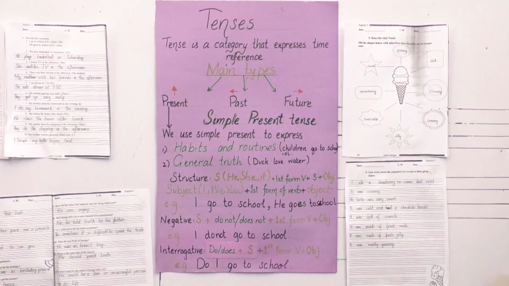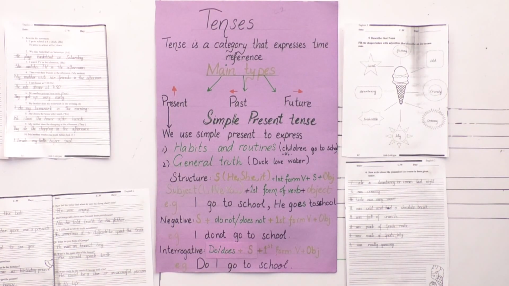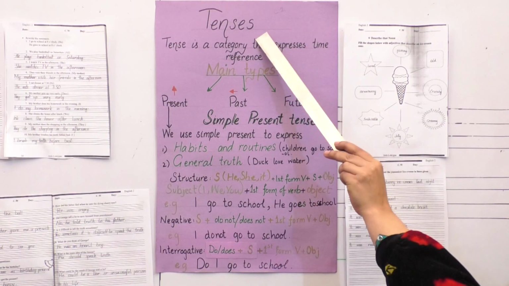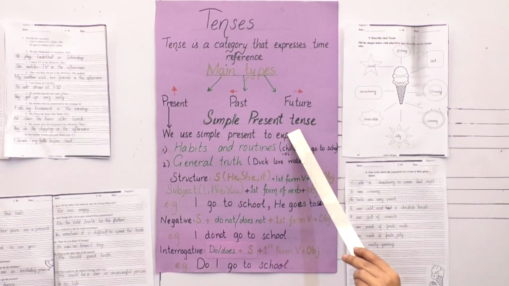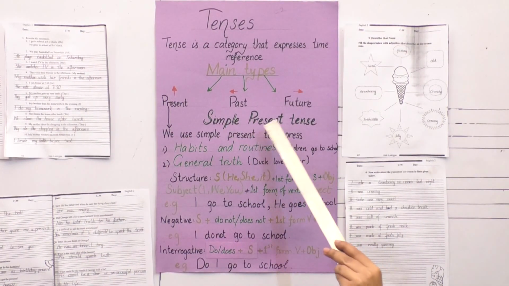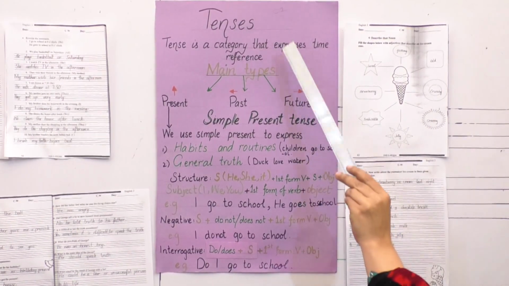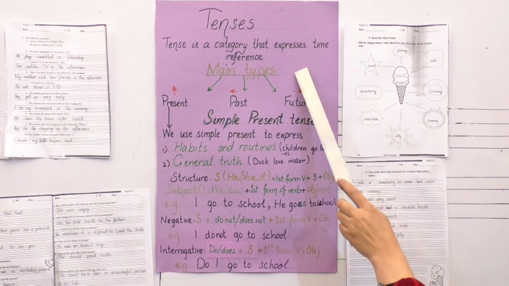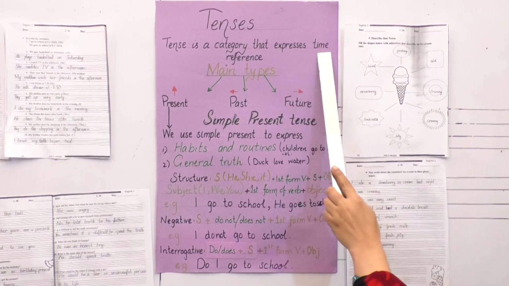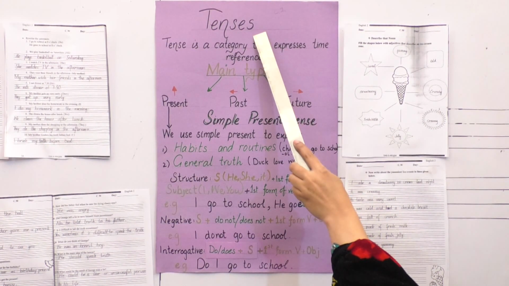Students, now we are going to start our grammar portion. Before starting our grammar portion, I am going to teach you the main concept about tenses, because in the grammar pages we are going to learn simple present tense. Before starting simple present tense, I am going to tell you what are tenses. Tense is a category that expresses time reference. We learn about time. We express time in tenses.